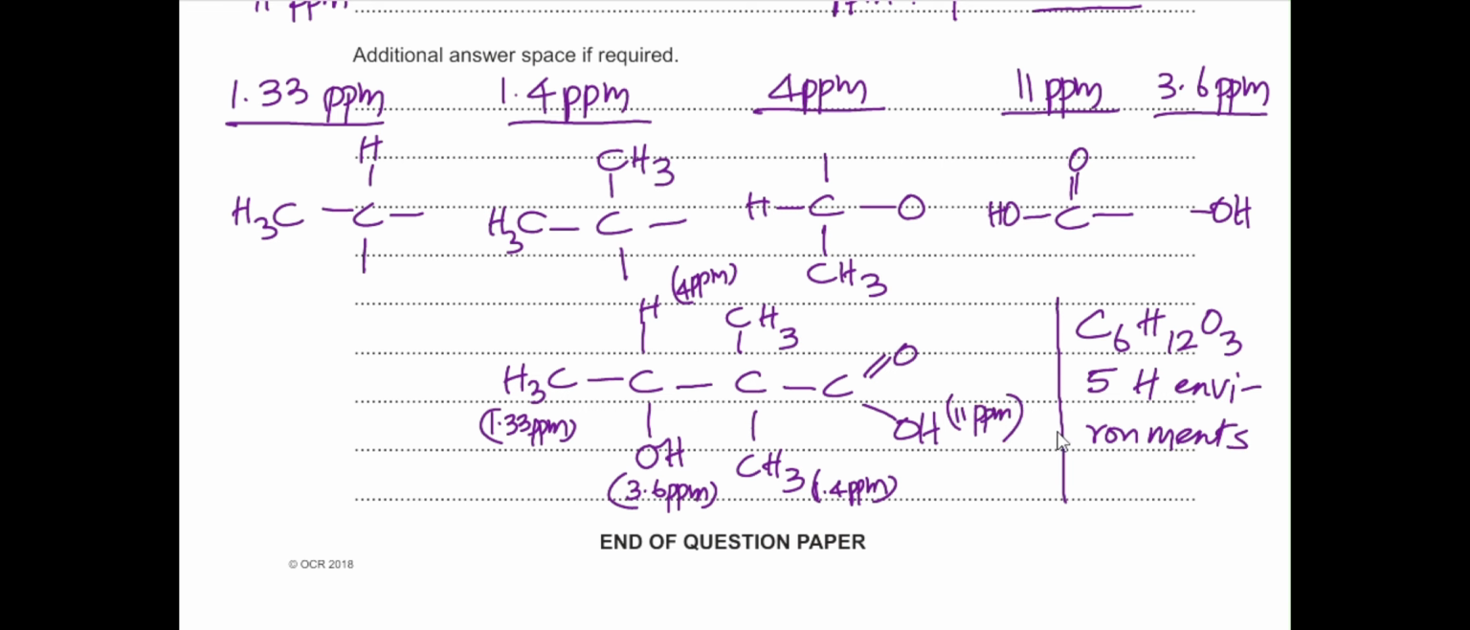All done, everything satisfied. Okay, so always please check these three aspects when you conclude your structure, whether the molecular formula is satisfied, whether the number of the hydrogen environments is okay as per the structure, and then go back and check whether the splitting pattern is satisfying what's given in the question in the chart.